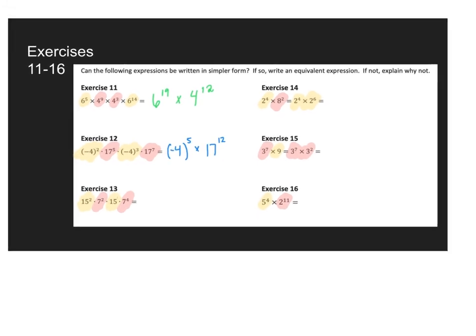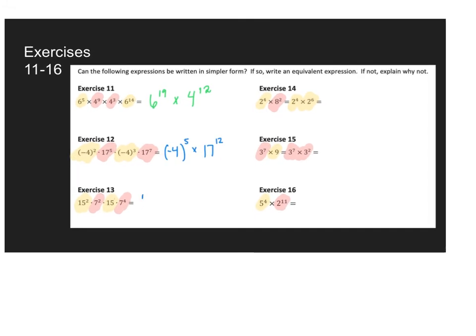So 15 to the second power times 15 to the first power, keep our base, 2 plus 1 is 3. And then we do our 7s. 7 to the second times 7 to the fourth is the same as 7 to the sixth power. All right. Now moving on to the exercises on the right side.